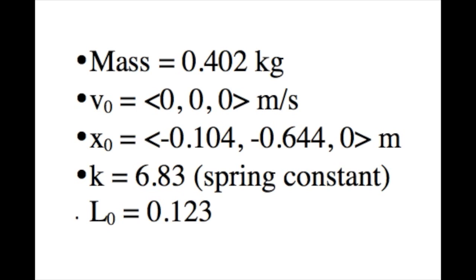Using this value for the period and the equation relating the spring constant and the period, the spring constant K was determined to be 6.83. Finally, the initial length of the unstretched spring, L0, was determined to be 0.123 meters.